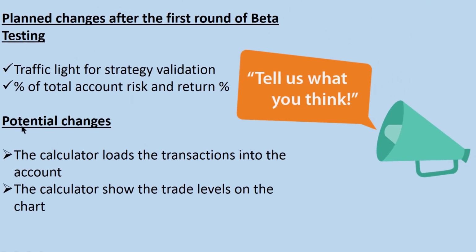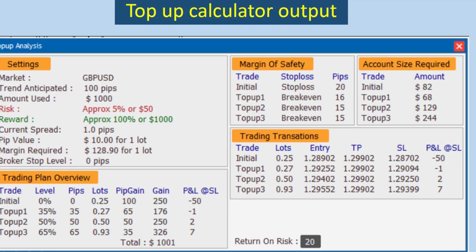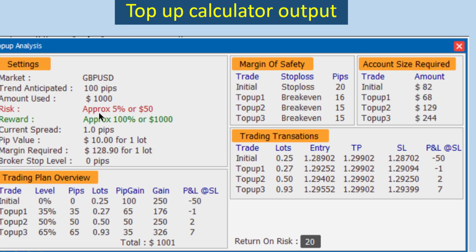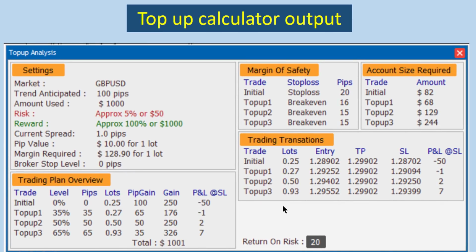So other potential changes that we're considering, and at this stage, as I say, they are being considered: using the calculator to load the transactions into the account. So in other words, instead of manually inputting these price levels as shown there, the calculator would load those into the account for you. The other thing that we are looking at, and all of these are not guaranteed to be in the final product at this stage, but we are looking at this upgrade, is that the calculator shows the trade levels on the chart. So in this case, we're going to be on the pound chart, and it's going to have all of these details in there, and you would like to see those trade levels actually shown on the chart. So that's another thing we will be looking at.